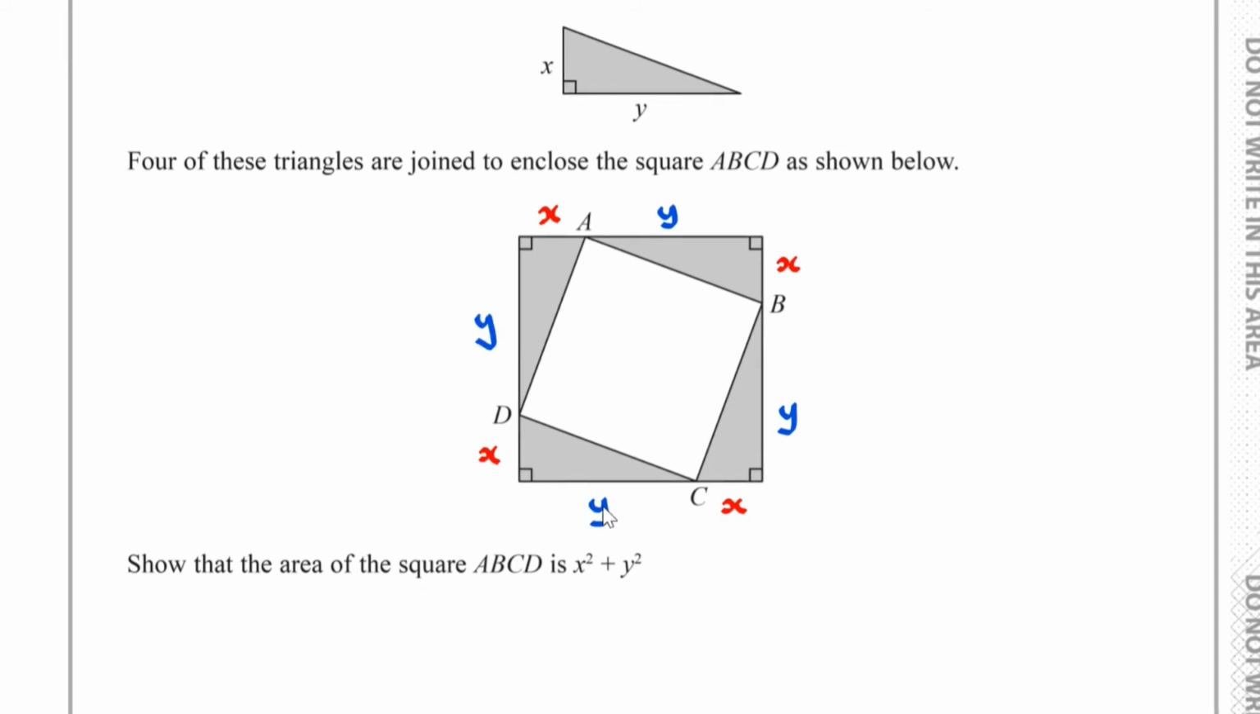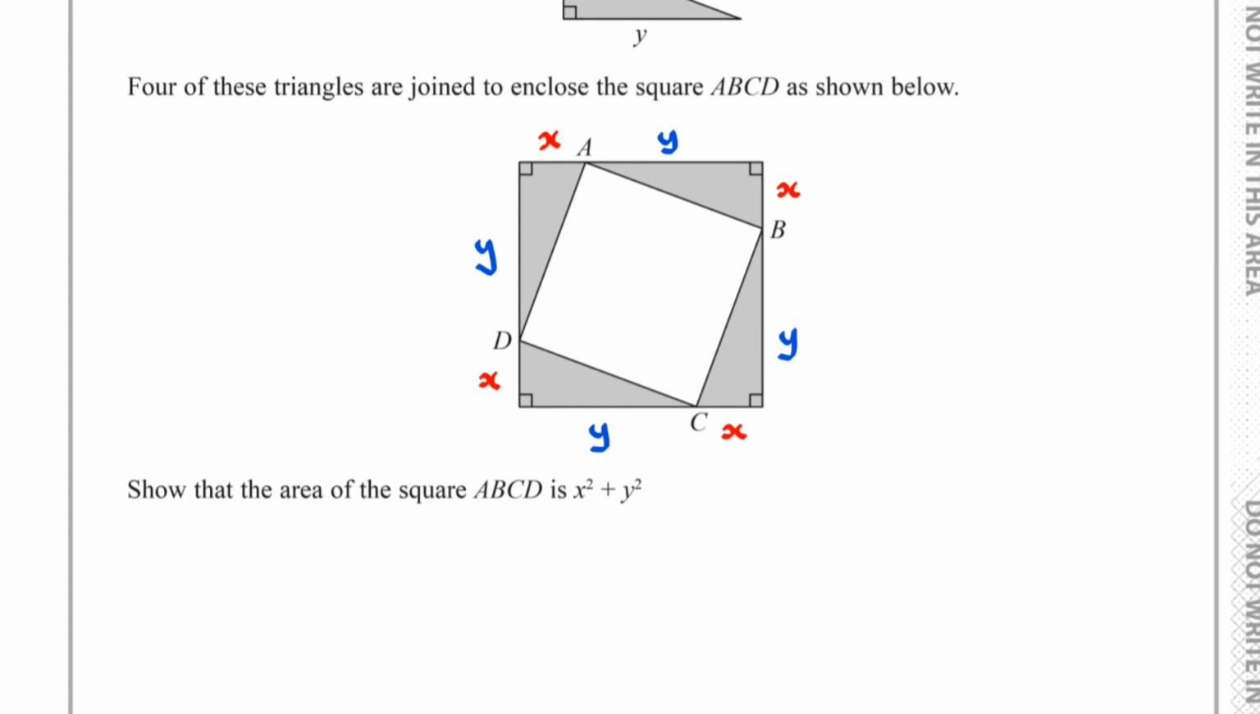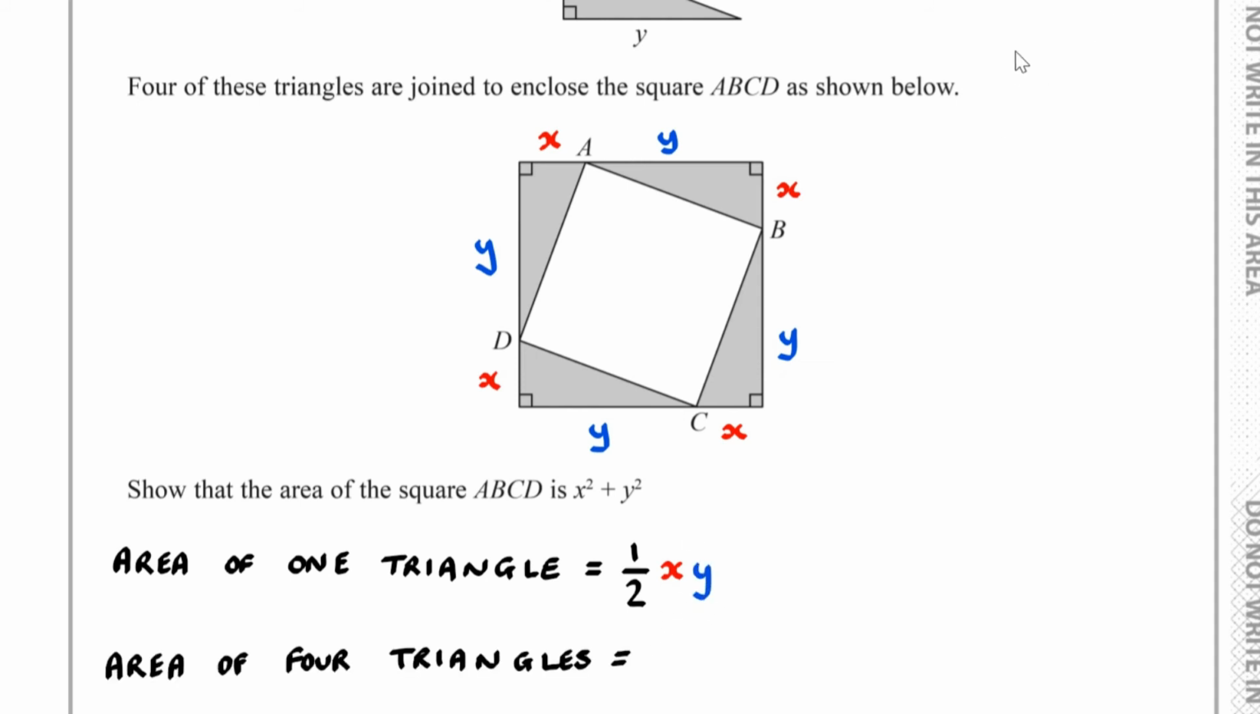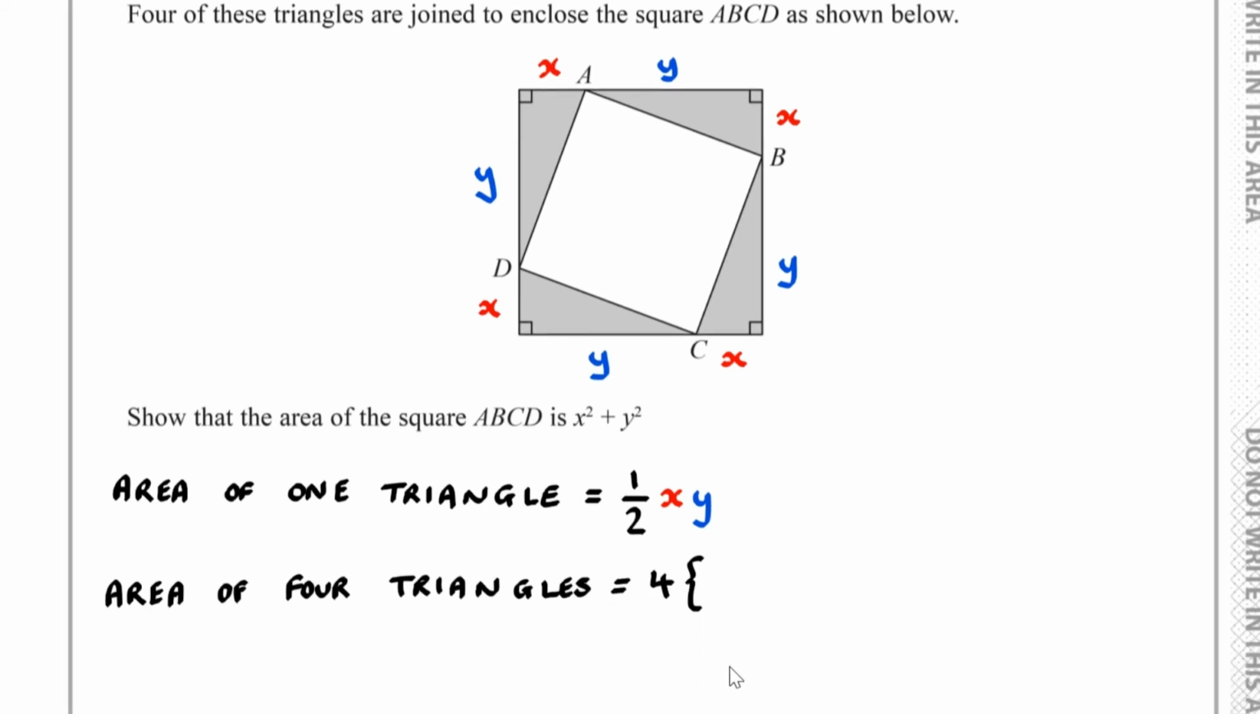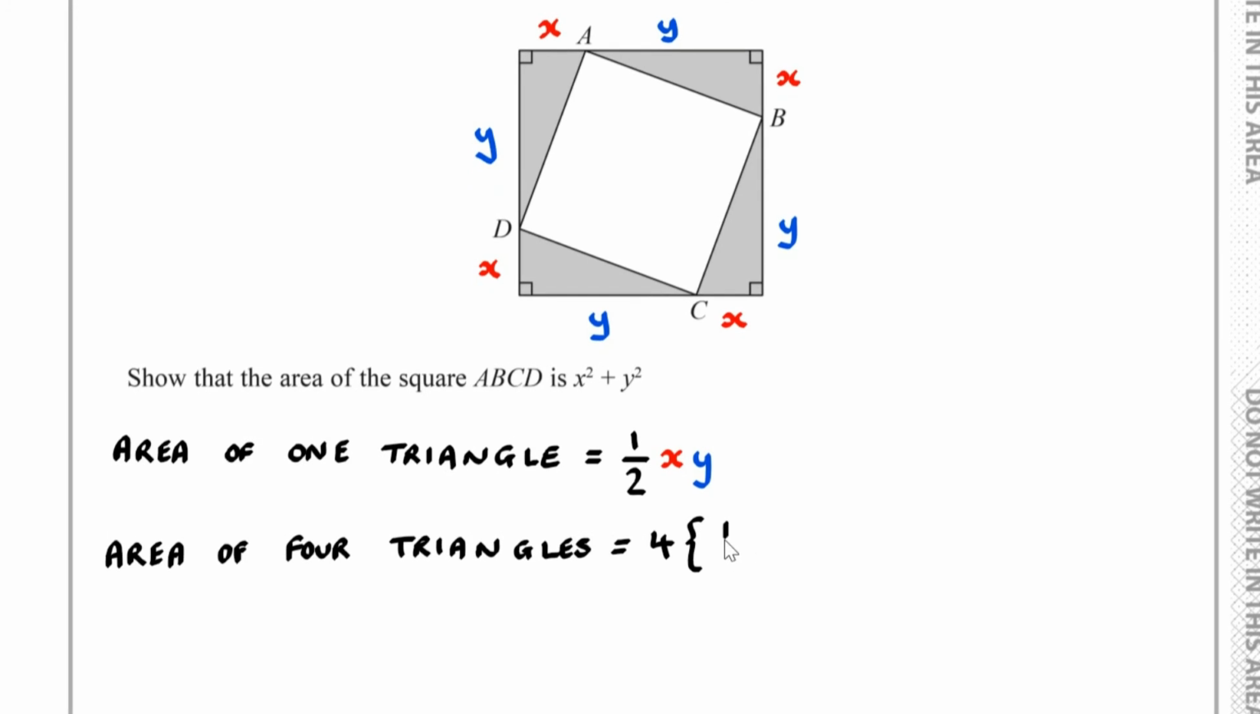So what we can do first of all is find out the area of one of these triangles. So the area of one of the triangles, we've got 1/2 times x times y, half xy, and therefore the area of four of these triangles, we would have 4 multiplied by 1/2 xy, which is equal to 2xy.